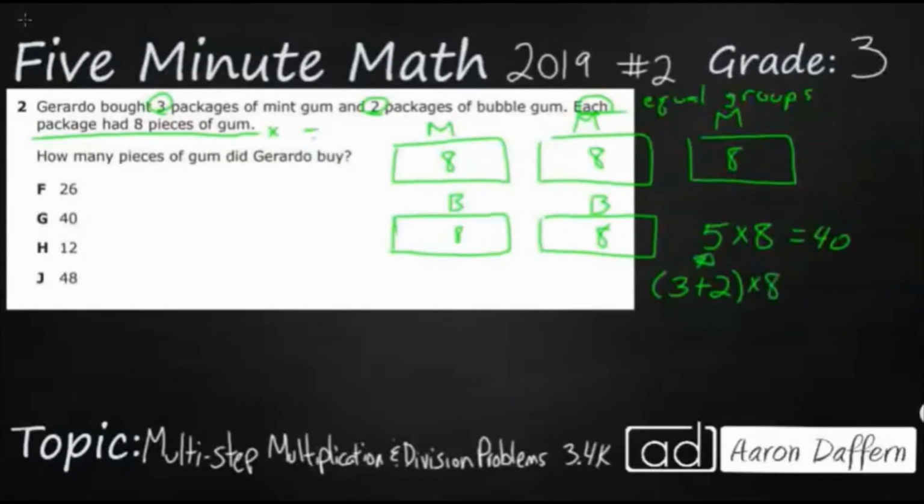So we did a 2-step problem. We might have even done that first step in our head. So we multiplied our 5, but that came from 3 plus 2. That's going to equal 40.